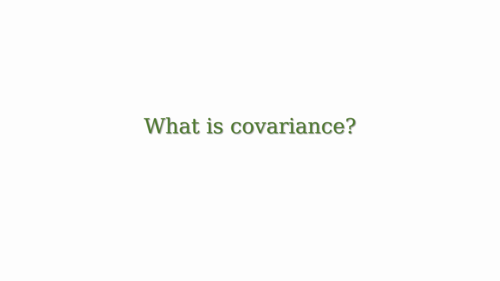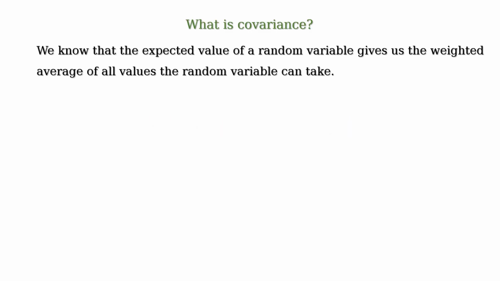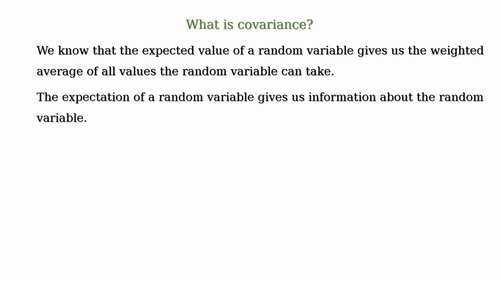What is covariance? In this video, we will try to understand that. We know that the expected value of a random variable gives us the weighted average of all values the random variable can take. So, the expectation of a random variable gives us information about the random variable.